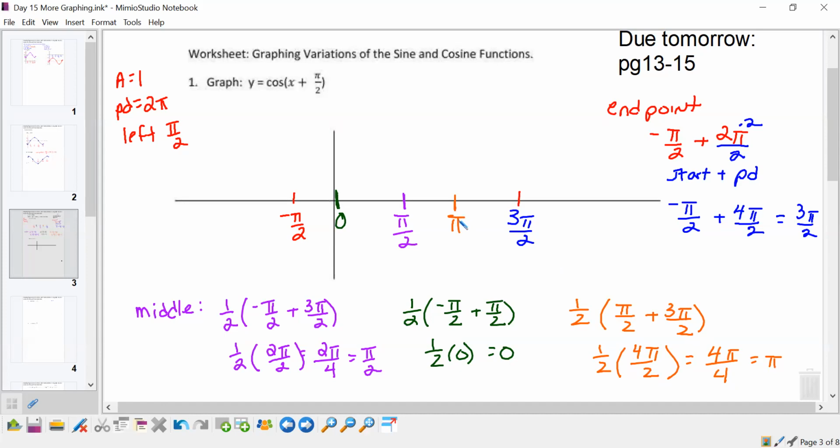So that's the hard part. The hard part's done. Now we have amplitude, up 1, down 1, from a midline of 0, because there's no vertical slide. And our cosine pattern not reflected is maximum, middle, minimum, middle, maximum. Turn those maximums back around. Our graph is bounded above and below. We can't go above this maximum, so you have to turn that point around.